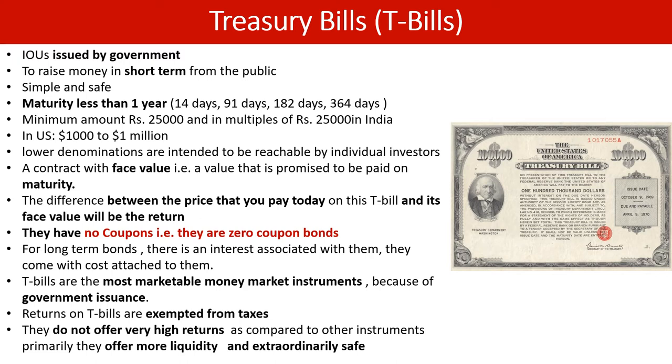Treasury bills are the most marketable money market instruments because of the government issuance. The returns on the T-bills are also exempted from taxes, which is again an added advantage. But one should note that they do not offer very high returns as compared to other instruments. Primarily, they offer more liquidity and are extraordinarily safe.